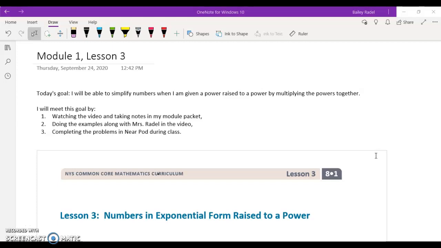Today's goal: I will be able to simplify numbers when I am given a power raised to a power by multiplying the powers together. I will meet this goal by 1. Watching the video and taking notes in my module packet. 2. Doing the examples along with Mrs. Radel in the video. And 3. Completing the problems in Nearpod during class.